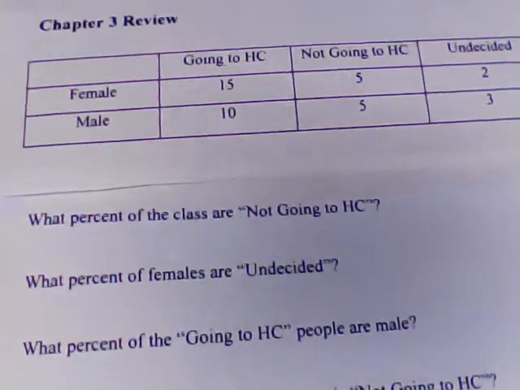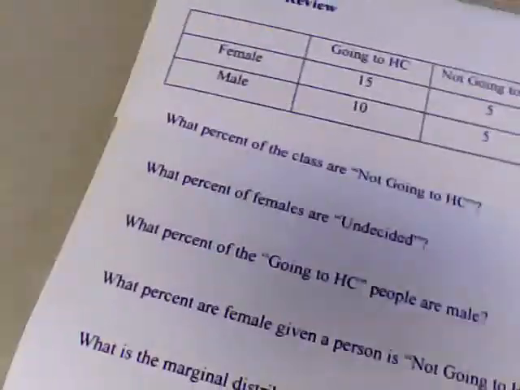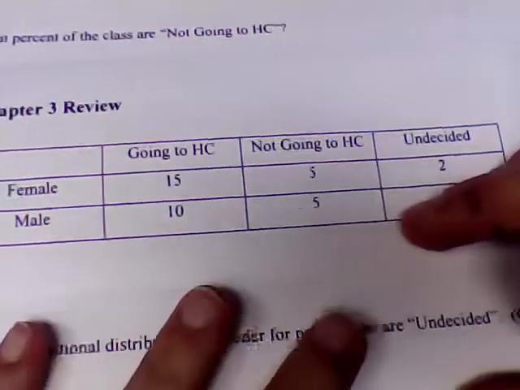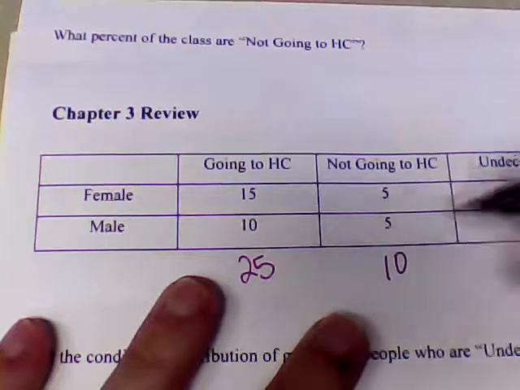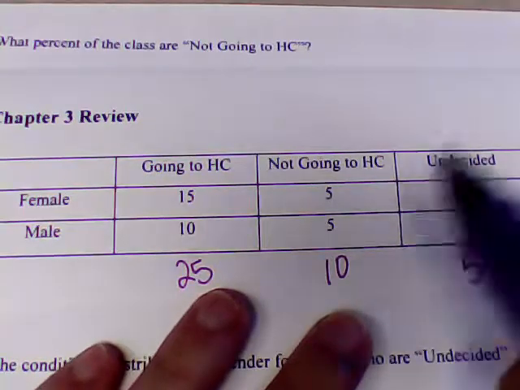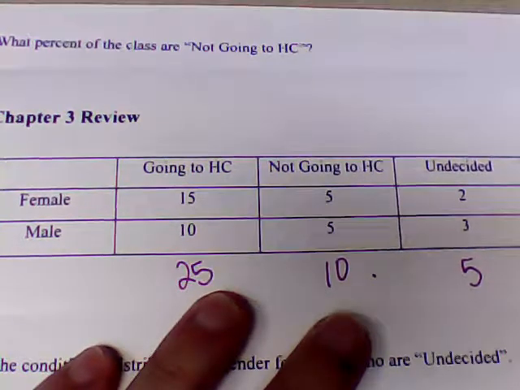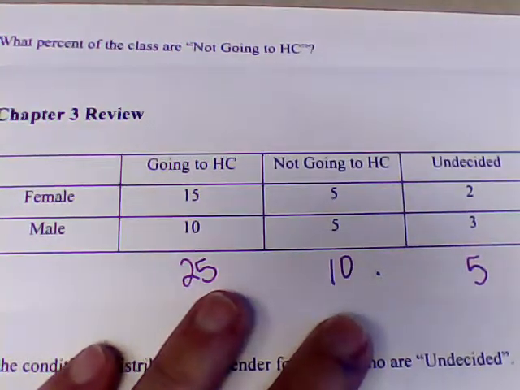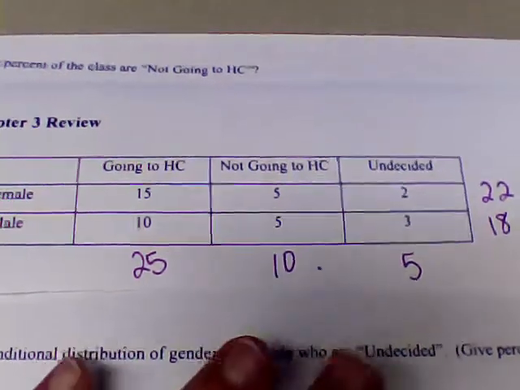So the first thing I would do to start answering these questions is to find some totals. Okay, so we need totals. So there's 25 going to homecoming. There's 10 not going to homecoming. And there's 5 currently undecided. And then if we count going across, there's 22 females, and there's 18 males. Okay, so there's our data.